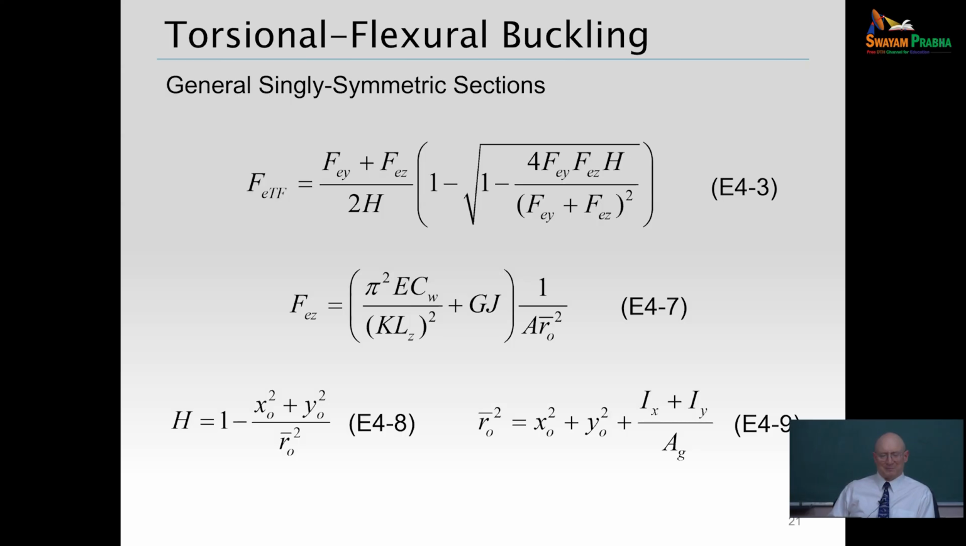If you say somehow you could put rigging around the member to prevent twist, then it would just buckle by flexural buckling. Your buckling stress would be FEY. And if you could somehow put rigging around the member that restrained flexure but didn't restrain twist, it would buckle at the stress FEZ. And so if we're not putting in those constraints, it buckles at a smaller stress.